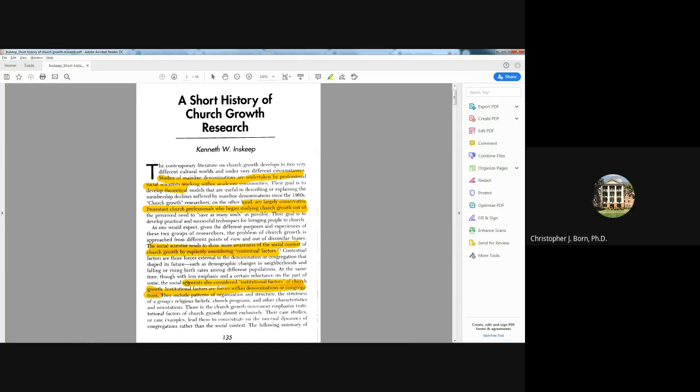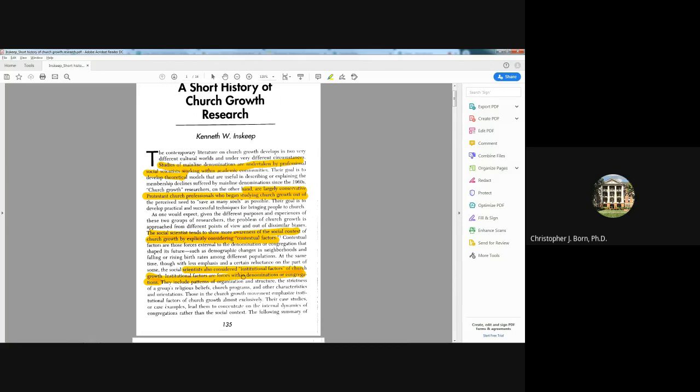These are all things that institutions can do that they can control. And so those are really the two largest categories of things that impact church growth.